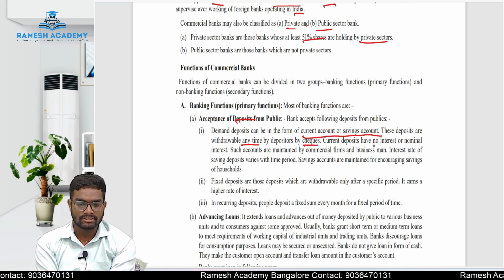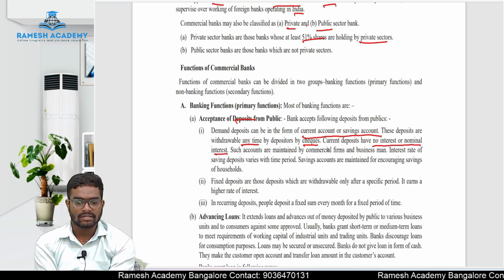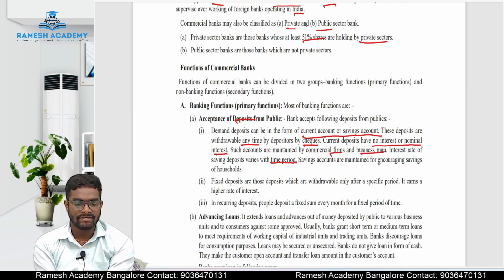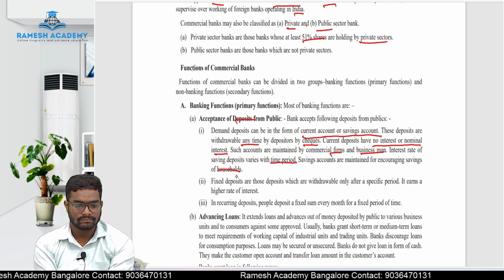Current deposits have no interest or nominal interest. So current account holders will not get any interest. Such accounts are maintained by commercial firms and businessmen. The interest rate of the savings account varies from time to time. Savings accounts are maintained for encouraging savings of the households, as I told.